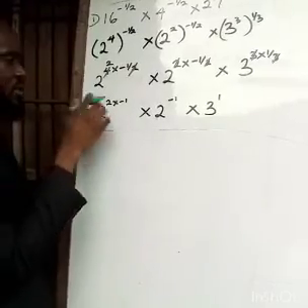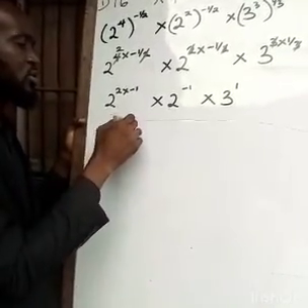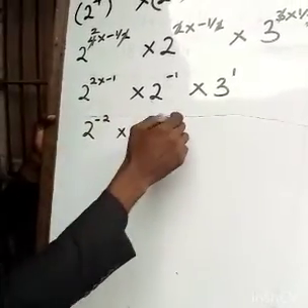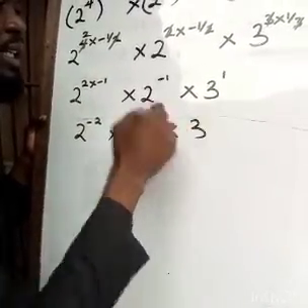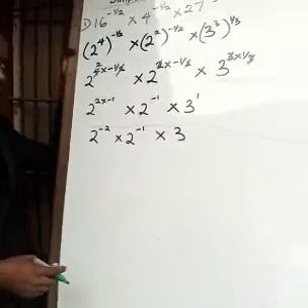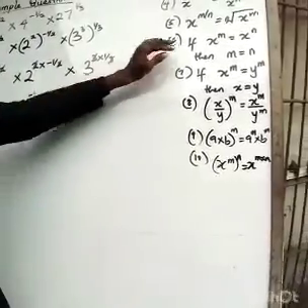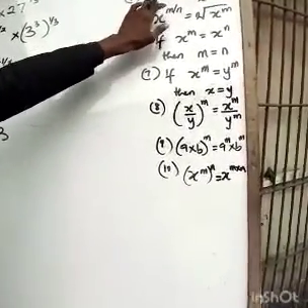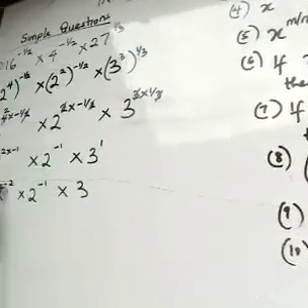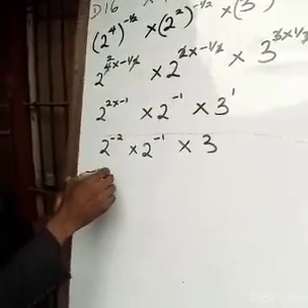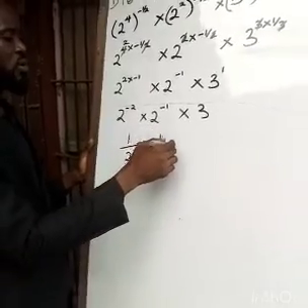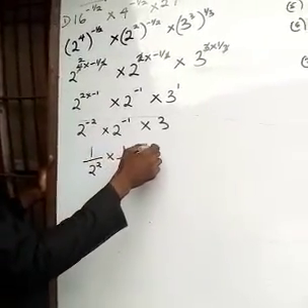So if you multiply this very well, we have 2 raised to power minus 2 times 2 raised to power minus 1 times 3 raised to power 1. And 3 raised to power 1 is 3. Now from here, we can apply rule 4. What is rule 4 saying? If you have a negative power, this 2 raised to power minus 2 becomes 1 over 2 raised to power 2, times 1 over 2 raised to power 1, times 3.